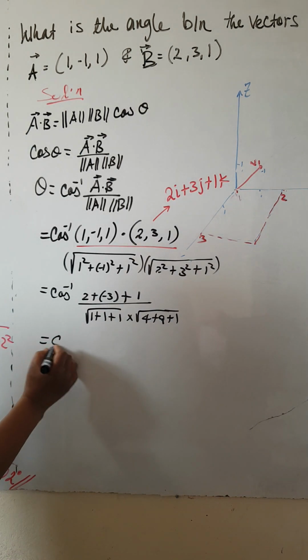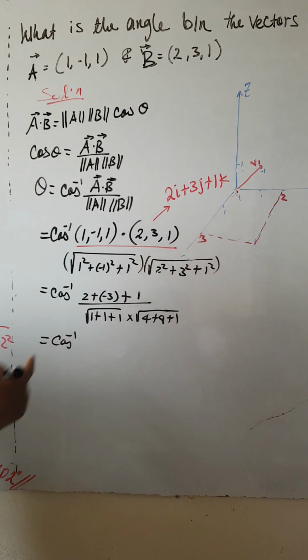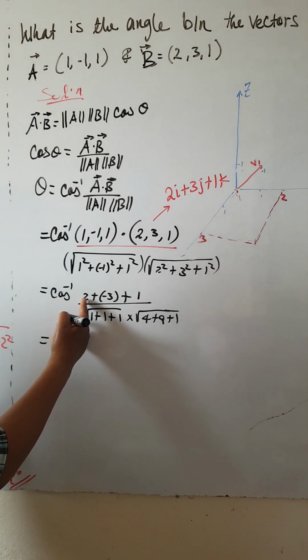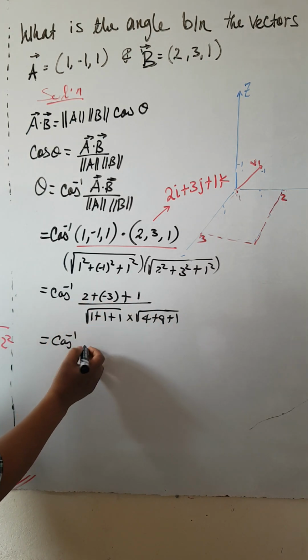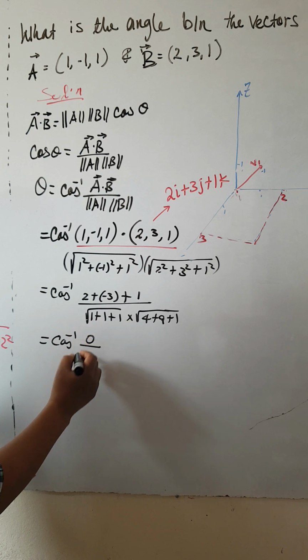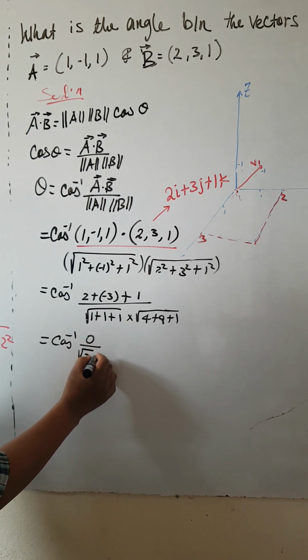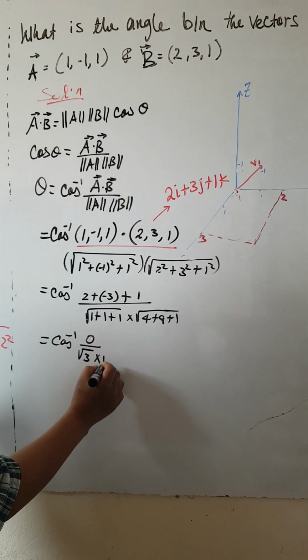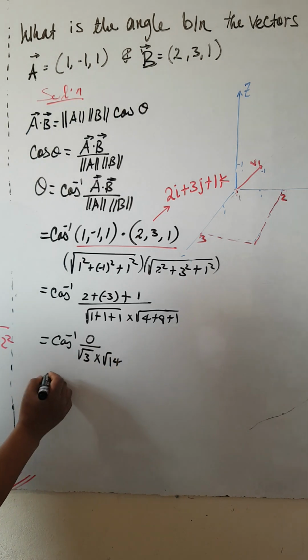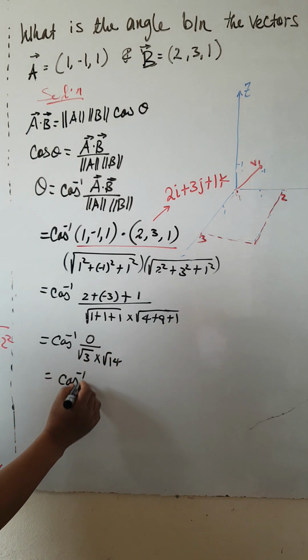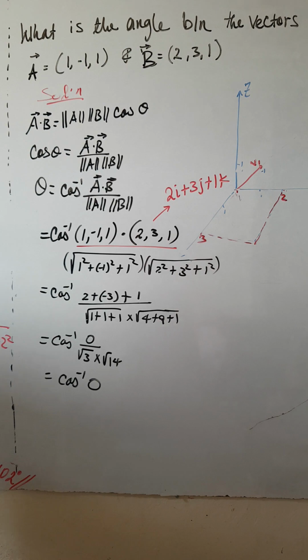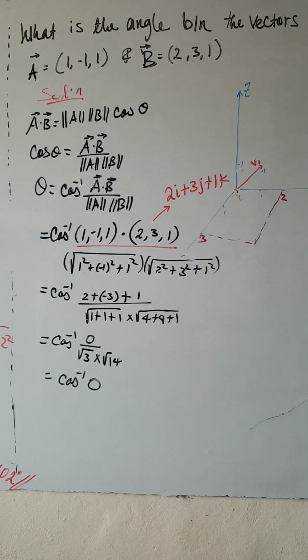This is equal to cos inverse. Now 2 plus 1 is 3, minus 3 is 0, divided by square root of 3 times square root of 14. This is equal to cos inverse 0, because 0 divided by any number is 0. So theta is equal to cos inverse 0.